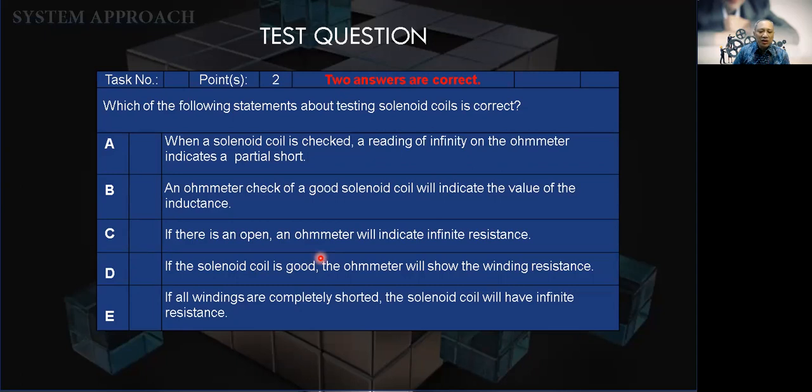D, if the solenoid coil is good, the ohmmeter will show the winding resistance. Yes, of course. E, if all windings are completely shorted, the solenoid coil will have infinite short resistance. Of course, this is wrong. This is the same thing as A and C. So the answer is C and D. So this is how we can actually apply it after studying that, and then checking using measurement also.